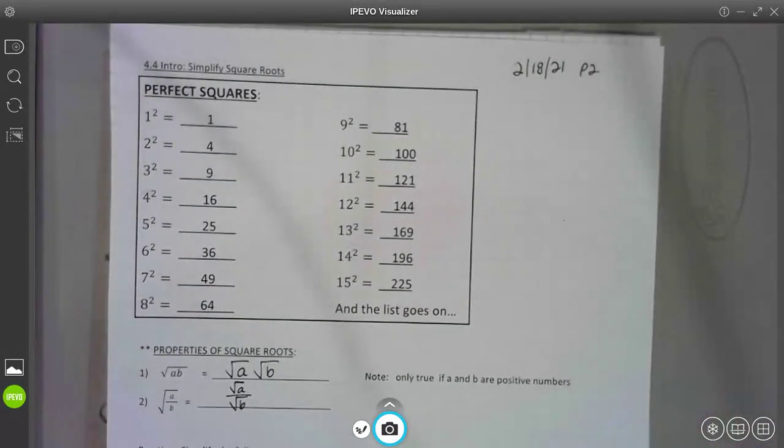So guys, when it comes to square roots, they are the opposite or the inverse of squaring something. If you want to unsquare something, you use a square root. So when you take the square root of a number, you are basically being asked, what number did you square to get that number?